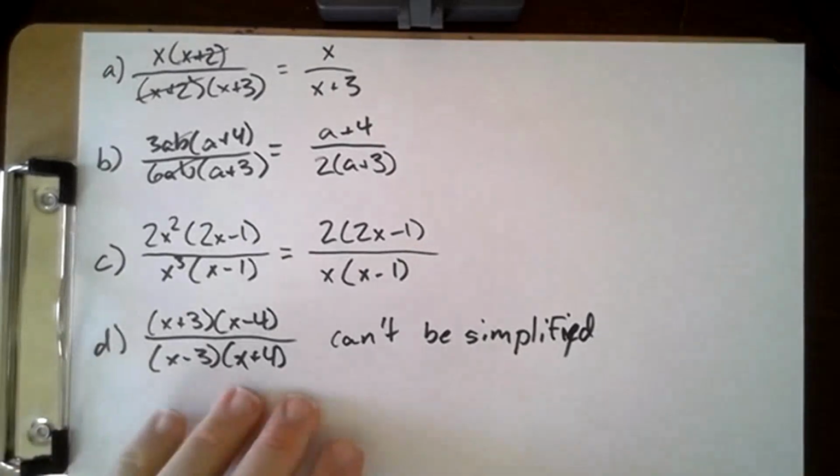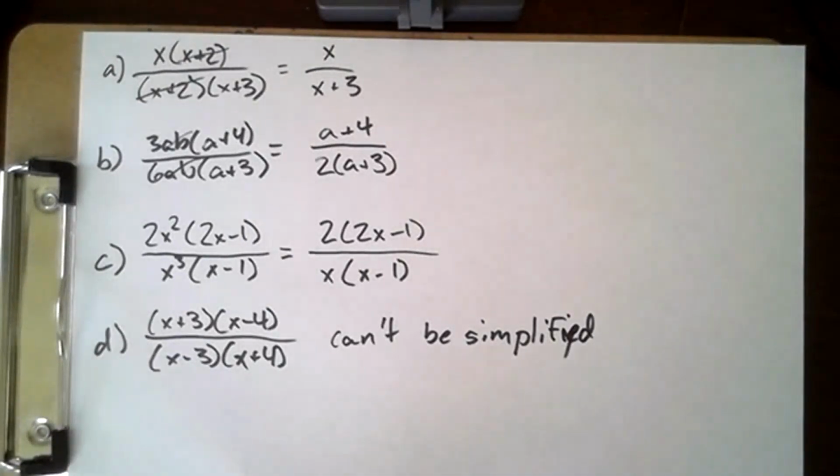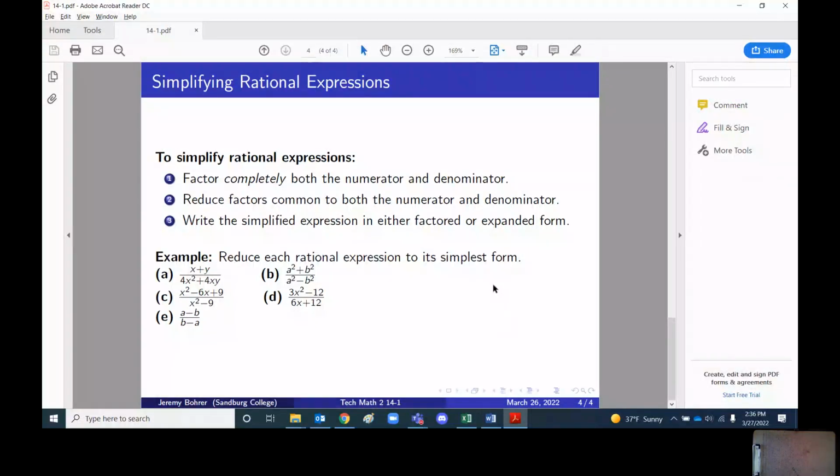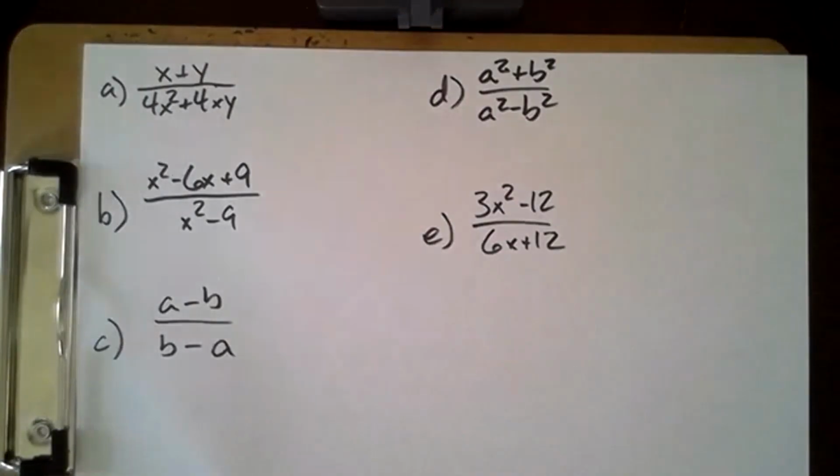All right. We've got one more page here. Here, we're asked to reduce each of these rational expressions to their simplest forms. And as usual, I have mislabeled some of these problems in my notes, but don't worry about it. The problems are the same.